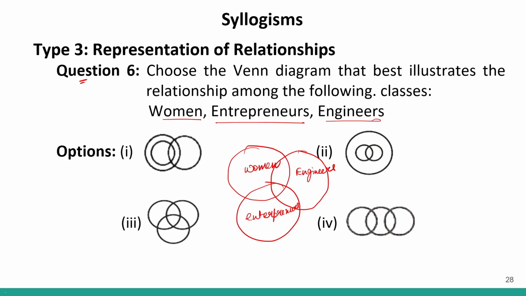So we can have multiple situations. Each of these 3 classes can overlap with each other. There could be certain women entrepreneurs. There could be certain women who are engineers. Similarly, there could be certain engineers who are entrepreneurs. And there could be certain women who are engineers as well as entrepreneurs. So this will be the diagram. There can be overlapping from all the sides. So option number 3 will be the correct answer. Option number 3 correctly depicts the diagram between women, entrepreneurs and engineers. Okay.